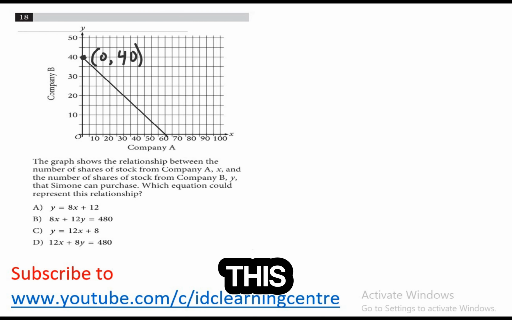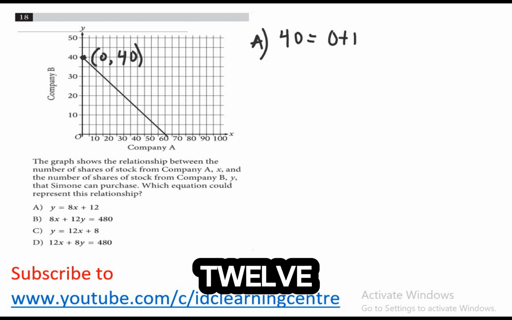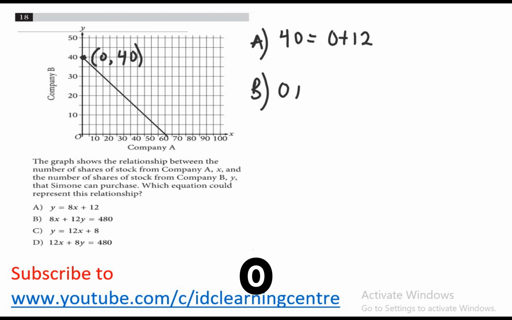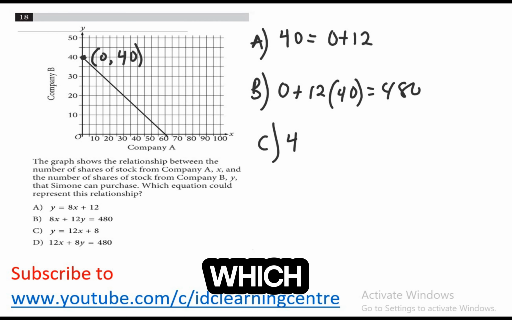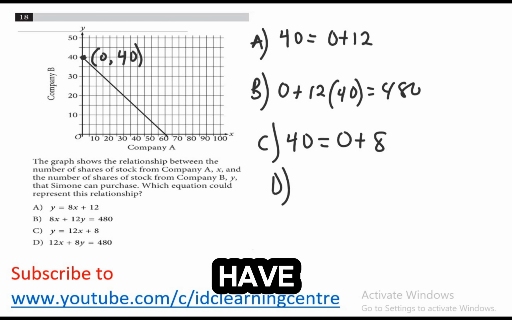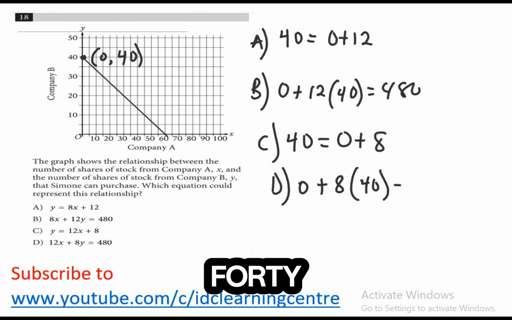So I will plug it into all these options and see which of them will give me the same thing on both sides. For option A, y equals 8x plus 12, so 40 equals 8 times 0 plus 12. Then option B, we have 8x plus 12 times y, 12 times 40 equals 480. Then option C, 40, which is y, equals 12x plus 8. And lastly, option D, 12 times 0 plus 8 times y, 40, equals 480. So compare the two sides and see which of them have the same value.